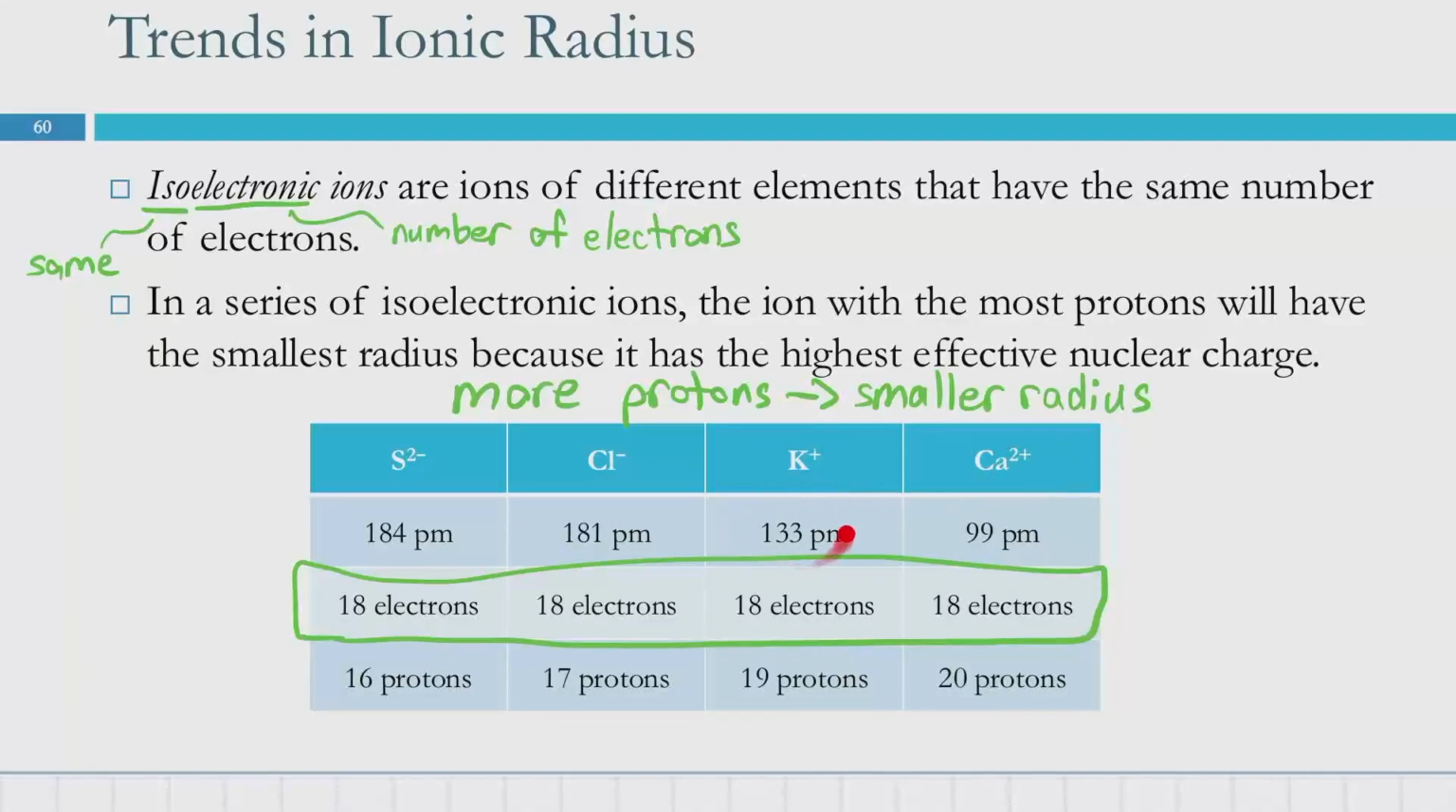Potassium and calcium have lost 1 and 2 electrons respectively. So we stripped away their outer shell, but they also have that drastically increased effective nuclear charge because we've got more protons. And so there's more positive charge in our nucleus, and so it shrinks the electron shell more. It pulls the electrons in closer. So if they all have the same number of electrons, more protons means smaller radius.